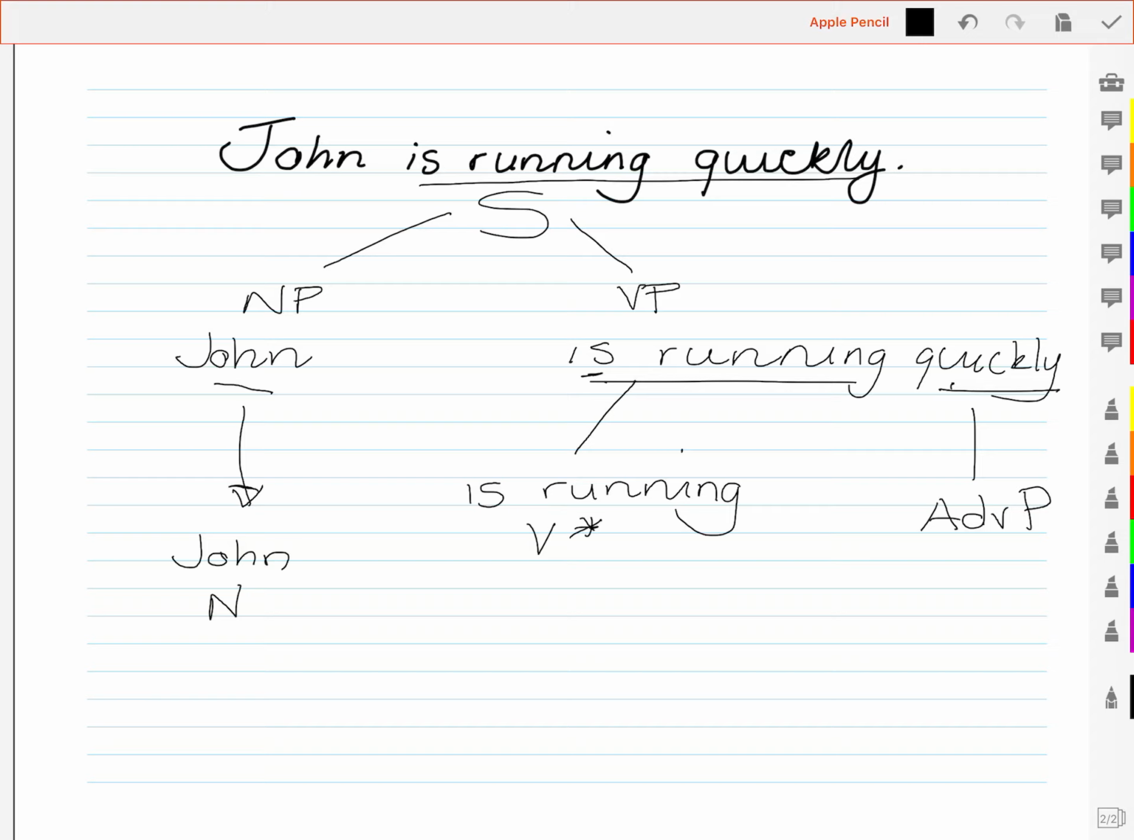We come back to the left-hand side, and then we look at this verb, or actually verb phrase, that we still have, which is constructed of two words. We can then divide that into is and running. We know that running is the main verb, and we know that is is the helping verb, so in this case an auxiliary verb. Now if we go across to quickly as an adverbial phrase, we can see that that simply is one word, not really a phrase, so it's simply an adverb. So that's the syntactic tree diagram for John is running quickly.